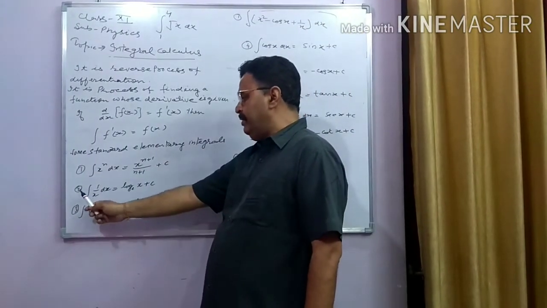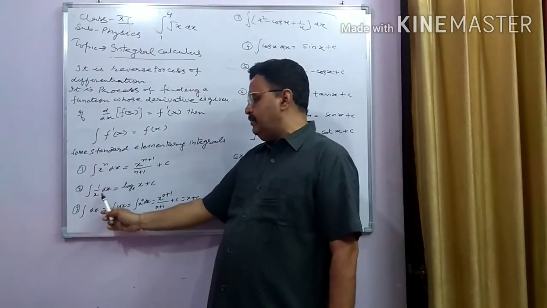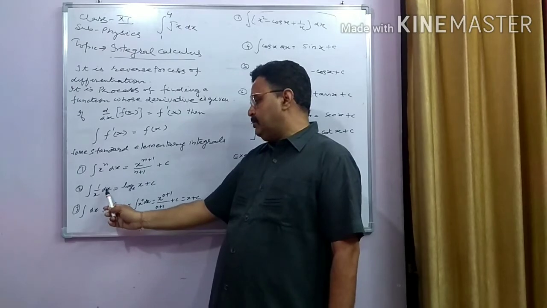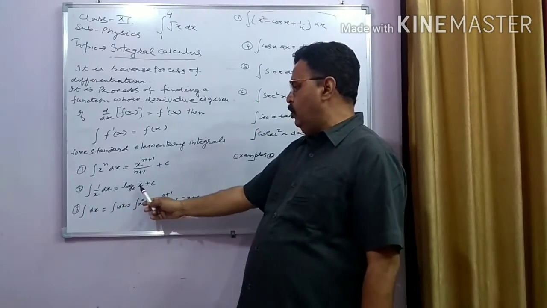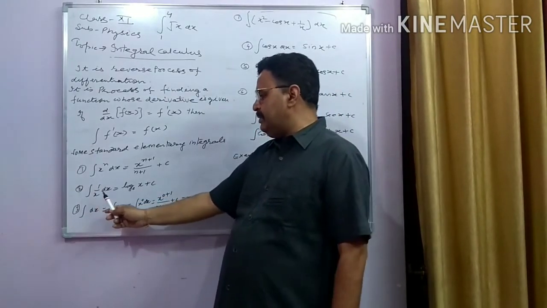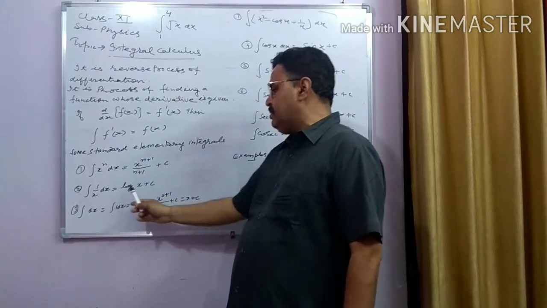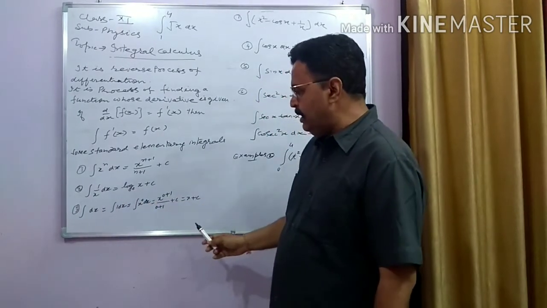Then the second one, integration of 1 upon x with respect to dx. So integration of 1 upon x can be taken as log x. Suppose you are given this form of integration, then you can take the integration of this form as log to the base e of x plus c. Again c is integrating constant.